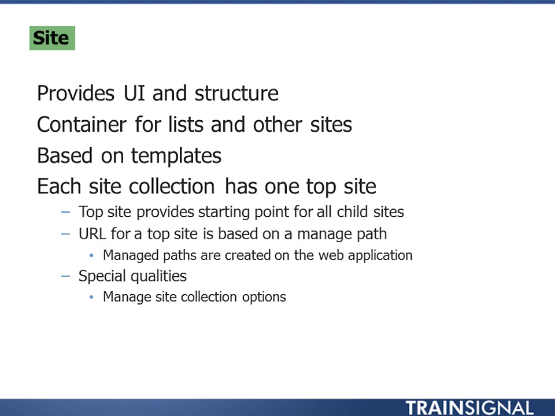Now, one of the things to keep in mind is that each site collection is going to contain one and only one top site. That top site is going to be the starting point for all child sites. The URL for a top site is going to be based on a managed path, something which we'll talk about a little bit later. My managed paths are created on the web application, and that's all the different places where I'll be able to create my site collections. Now, the only thing that's truly special about a top site is that that's where I can go to configure certain site collection options. But beyond that, my top site is at the end of the day just simply a site.